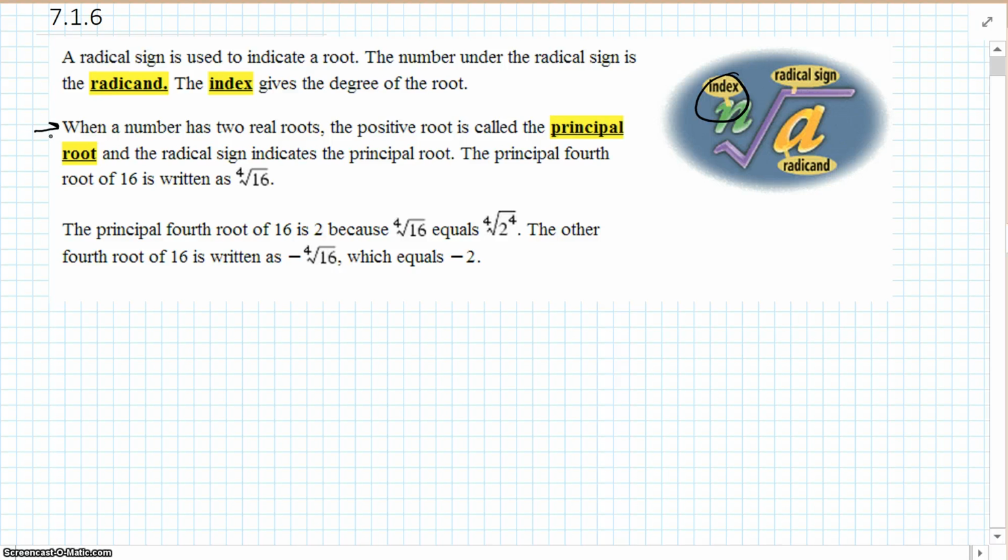Okay, so read on. When a number has 2 real roots, the positive root is called the principal root, and the radical sign indicates the principal root. So the principal fourth root of 16 is written as, there's your index, 4 radical 16, or you could say the fourth root of 16. The principal fourth root of 16 is 2 because the fourth root of 16 is equal to the fourth root of 2 to the fourth. The other fourth root is written as negative fourth root of 16, which equals negative 2.